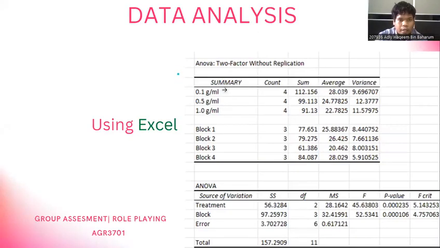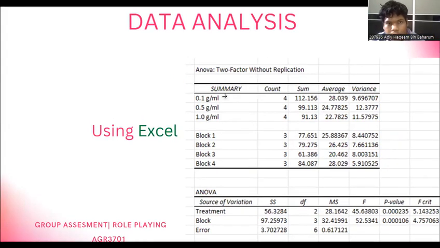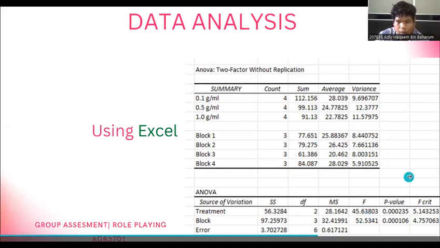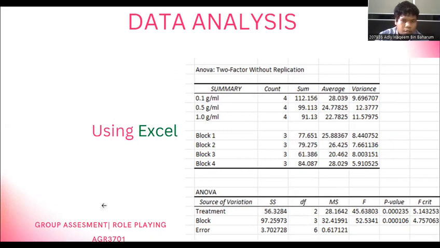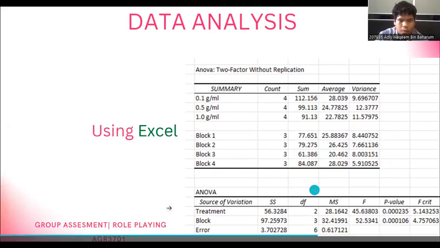Now we go to the data analysis for this experiment. For this analysis we use ANOVA in Excel. You can see the value of F critical is shown. That is just the analysis for Excel, and then we go to the data analysis through RStudio.